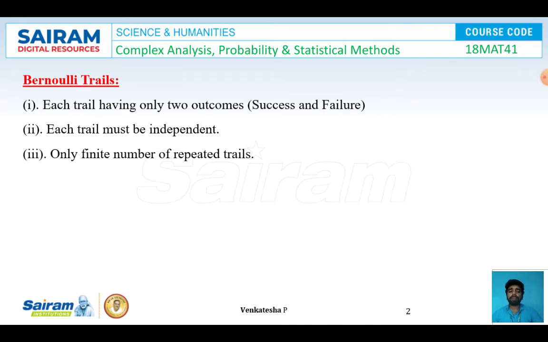Before learning about the binomial distribution, we have to know what Bernoulli trials are. The first condition is that each trial has only two outcomes: one is success and the other is failure. Second condition, each trial must be independent. Third condition, only a finite number of repeated trials are performed. These kinds of trials are called Bernoulli trials.